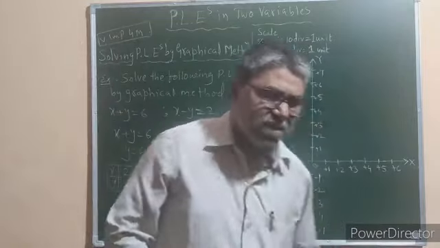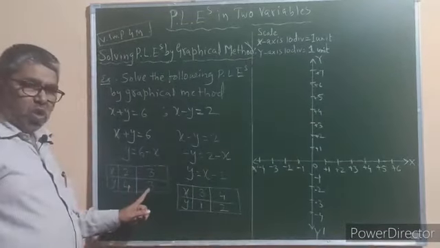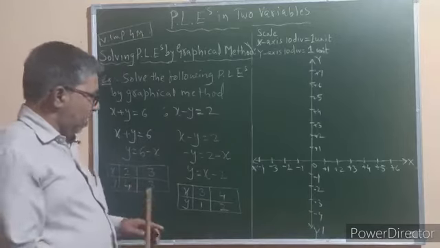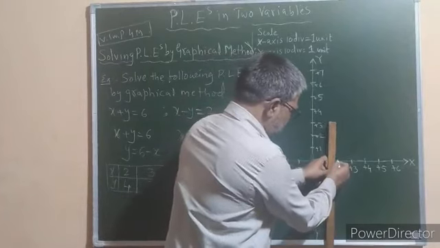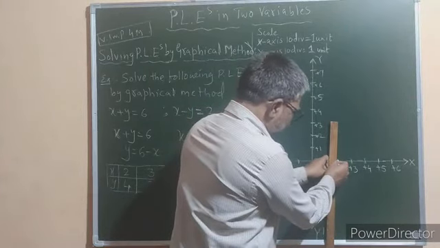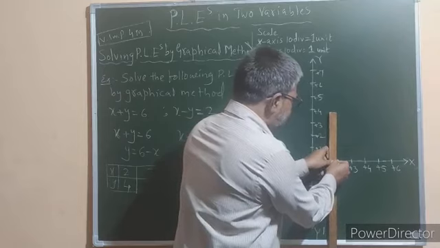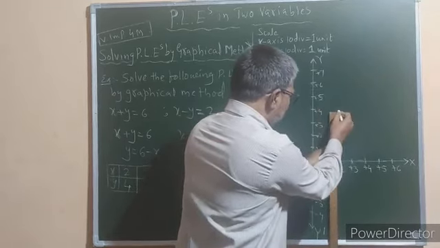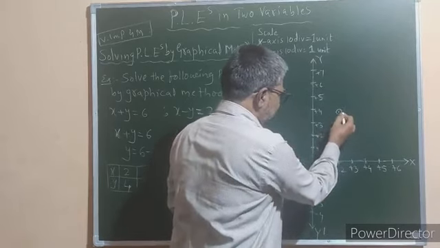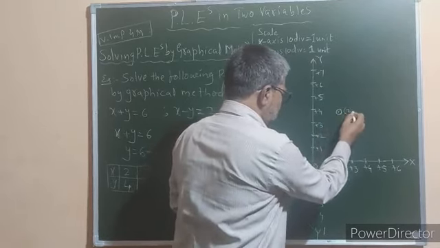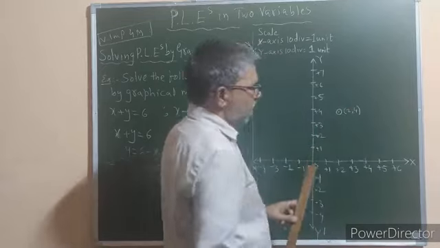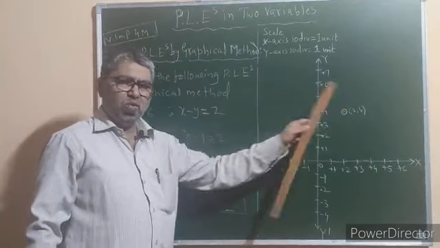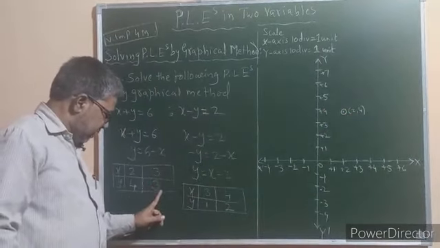Now let us plot the first two ordered pairs, that is (2, 4) and (3, 3). So x is 2 and y is 4, meaning x is 2. From this point 2 we have to move vertically upwards till we get 4 towards the right side on the y-axis. So this is the point which shows (2, 4). The abscissa and ordinate of this point are 2 and 4. In the same way, 3 and 3.